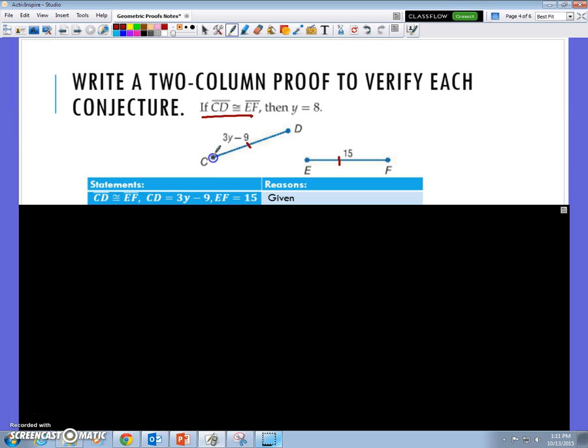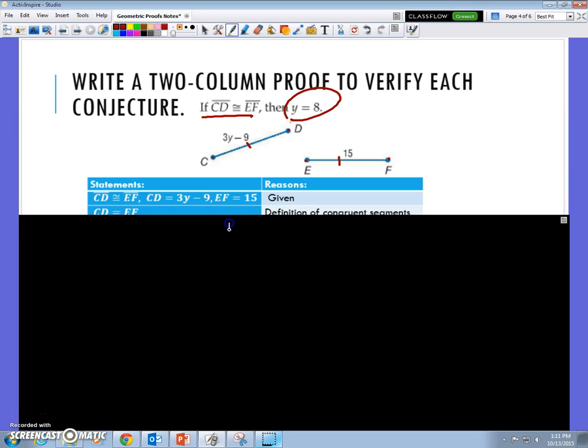We know that CD has a length of 3y minus 9, and we know that EF has a length of 15. These three things we know from the given information. What we're trying to prove is that y equals 8. So that's what our last step is going to be at the very bottom when we're all said and done.